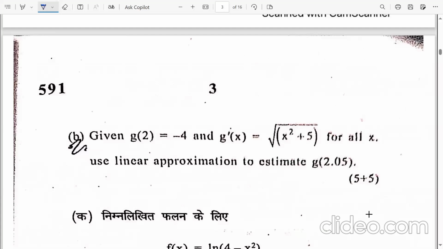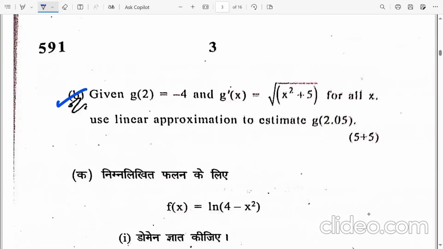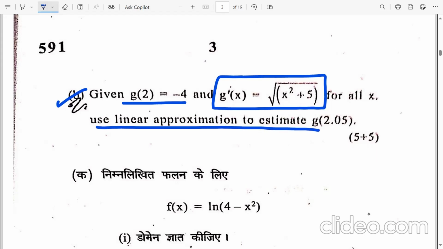If I scroll down the question paper, let's look at question 1 part B. We are given that g of 2 is minus 4. We are given that g dash x is square root of x square plus 5. Using the linear approximation, we need to estimate g of 2.05. I have covered these concepts in my lectures on single variable differentiation, concepts of linear approximation. So if I quickly come to the whiteboard to solve this, erasing all this off.